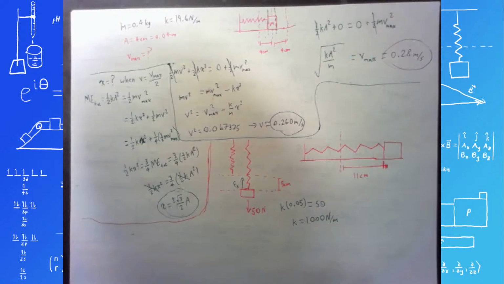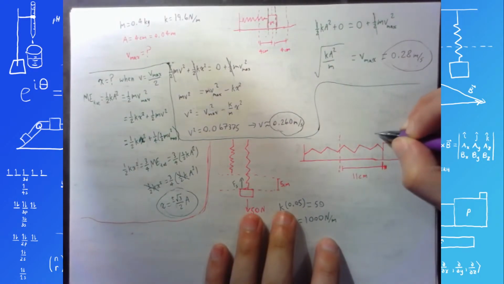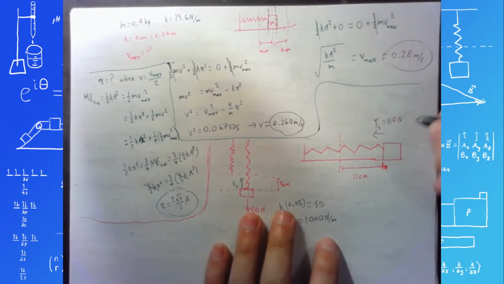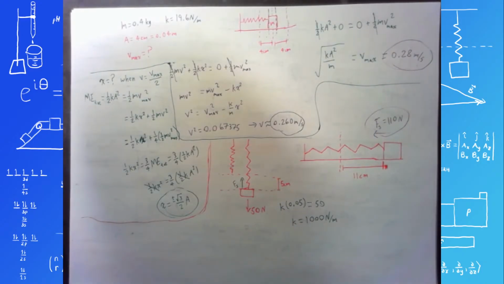So all we need to do now is just take k and multiply it by 11 centimeters and we're done. k times 11 centimeters, that's 1,000 times 0.11 if you convert the 11 centimeters to meters, and that gives you 110 newtons. The spring force here is 110 newtons. So that's part A.